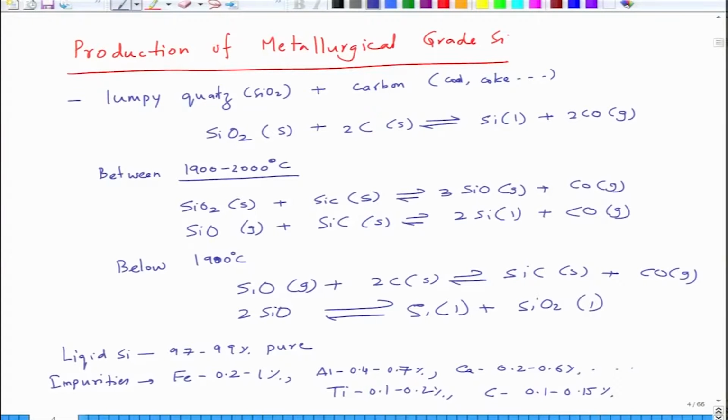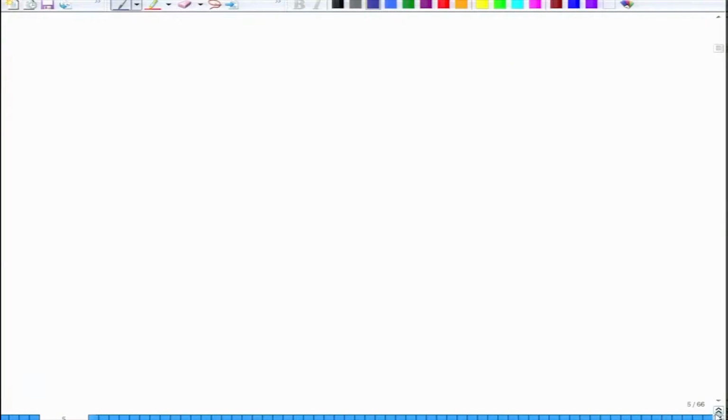There may be some other impurities also. This is the composition. This is a complete no-no for semiconductor processing. This is very impure. So, what is done next is refining.